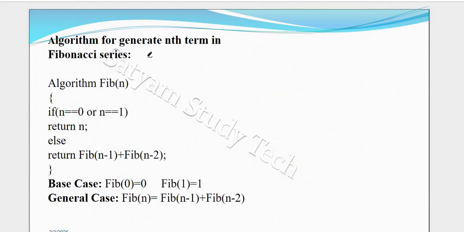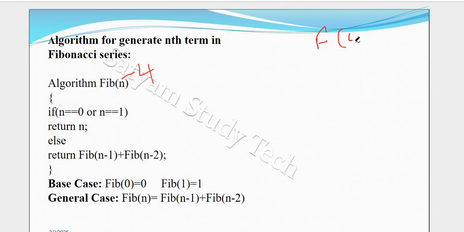Now we can see the algorithm to generate the nth term in the Fibonacci series. So here fib of n, if n equal to 0 or n equal to 1, return n, else return fib of n minus 1 plus fib of n minus 2. So here also, for example, I consider n value is 4. Now we can see fib of 4.